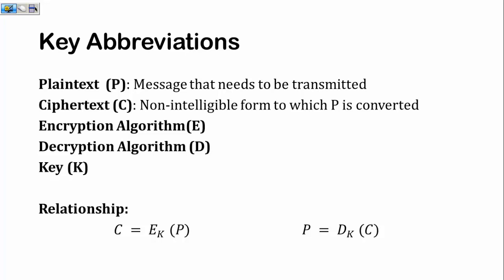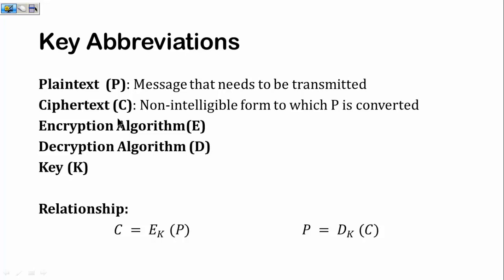Then ciphertext is represented by C, which means that the plain text has been converted into some non-intelligible form by applying certain mathematical formulas or based on certain machines that have been designed to specifically change the plain text into a non-intelligible or non-readable format, right? So that would be represented as C.